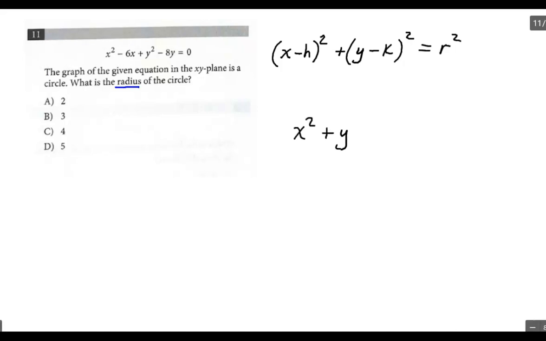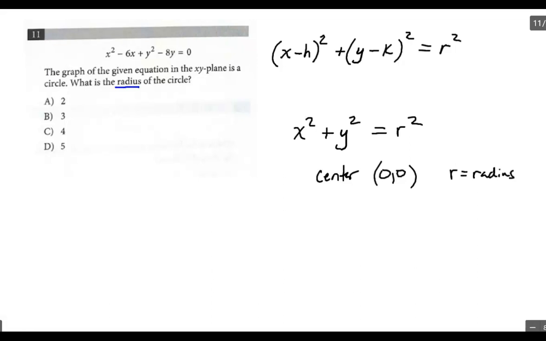But first of all, let's just talk about the equation itself. So in general, this is the equation for a circle. X minus h squared plus y minus k squared equals r squared. In general, if you just have x squared plus y squared equals r squared, this circle is going to have a center at 0, 0, and r is going to represent the radius.